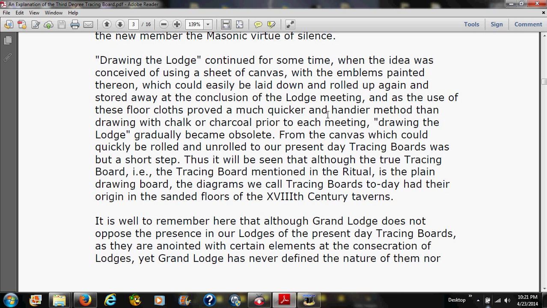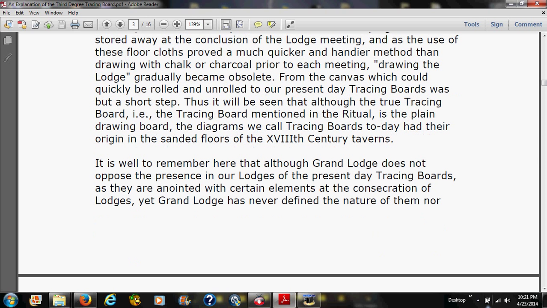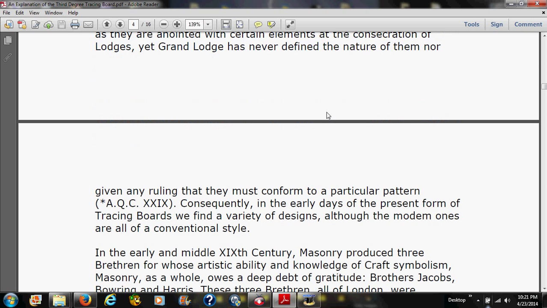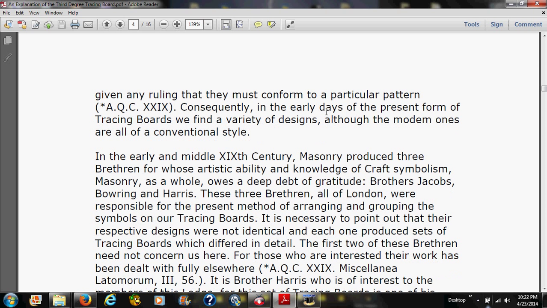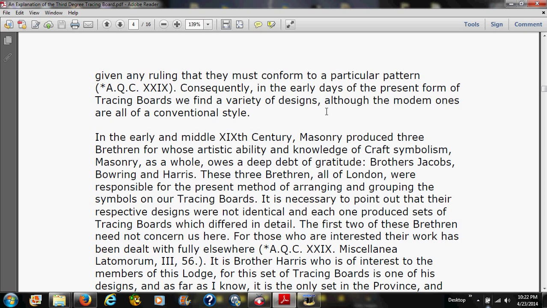Thus it will be seen that although the true tracing board, i.e. the tracing board mentioned in the ritual, is the plain drawing board, the diagrams we call the tracing boards today had their origin in the sanded floors of the 18th century taverns. And it is well to remember here that although Grand Lodge does not oppose the presence in our lodges of the present-day tracing boards, as they are anointed with certain elements at the consecration of lodges, yet Grand Lodge has never defined the nature of them, nor given any ruling that they must conform to a particular pattern. Consequently, in the early days of the present form of the tracing boards, we find a variety of designs, although the modern ones are all of conventional style.